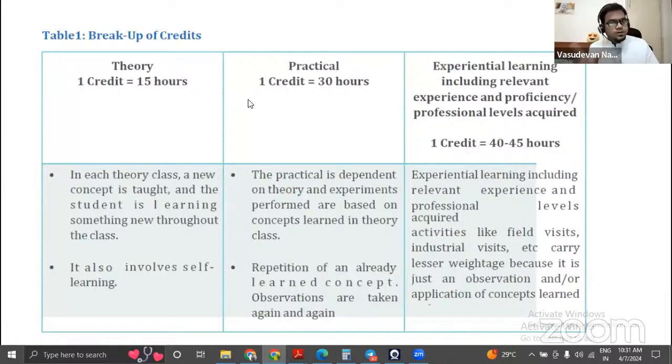Now, this is according to the earlier system. This has changed right now. It has become uniform under NCRF. So even a child in 8th standard, if he studies for 30 hours, it's 1 credit. The same child, irrespective of theory or practical, in higher education, studies for 30 hours, it's again 1 credit. So here, for practical, 1 credit is equal to 30 hours. And for experiential learning, including relevant experience and proficiency, professional levels acquired, 1 credit is equal to 40 to 45 hours. So this is how they had given the breakup of credits.